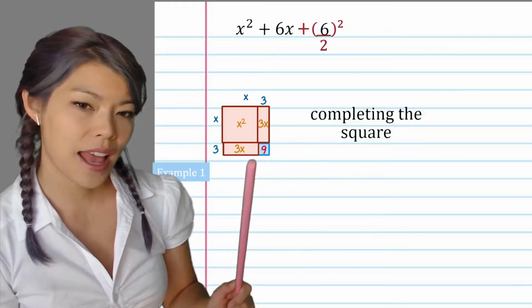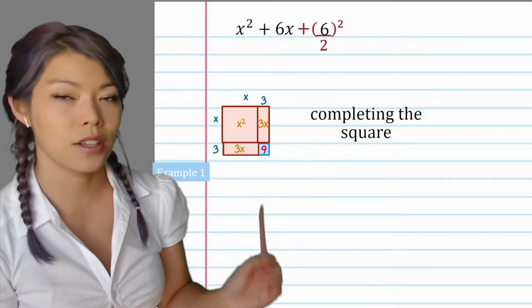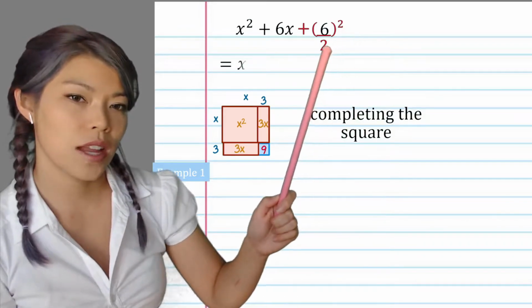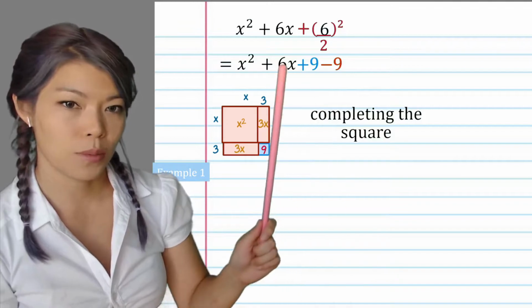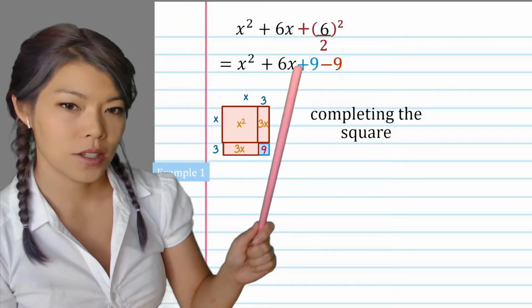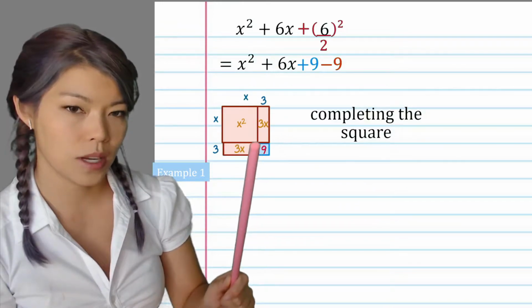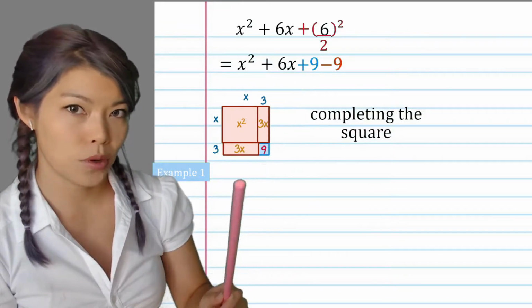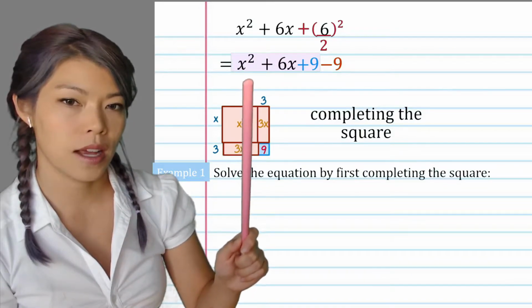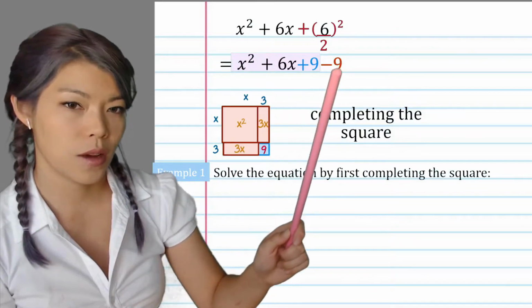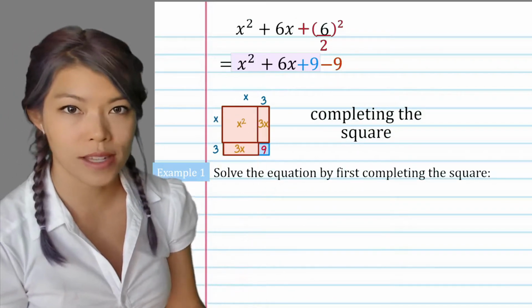Now you can't just add a random value. If you add and subtract, then you haven't changed your expression. So whenever you do that, you also have to subtract the same value. So plus 9 minus 9. So now this part here, see with the blue line, makes a perfect square. So that part there becomes x plus 3 squared, and now we have minus 9 on this side, so it doesn't change what we started with.